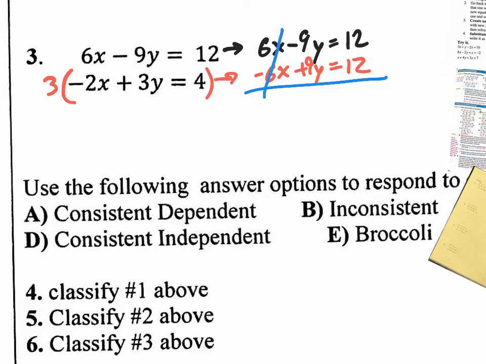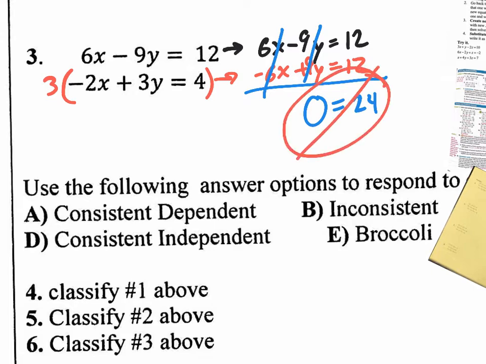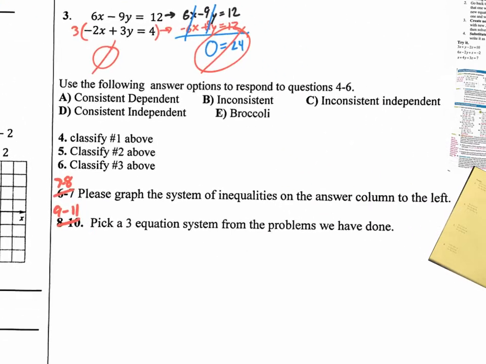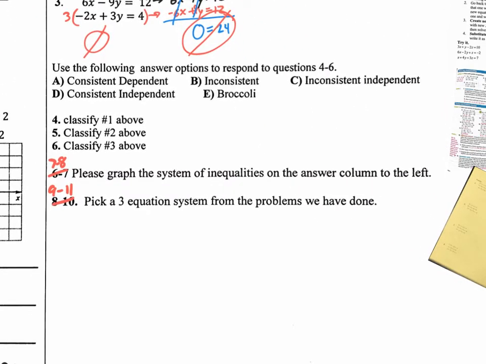And again, my intentions were to cancel out x's. However, the x's did eliminate, but the y's also eliminated, and the 12's do not eliminate. 12 plus 12 is 24. So you really have 0 equaling 24, which we know is impossible. So you should write this symbol or write out the words no solution. It's up to you, whatever you want. No solution.